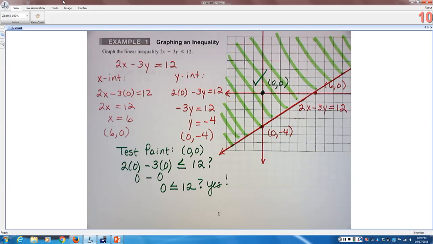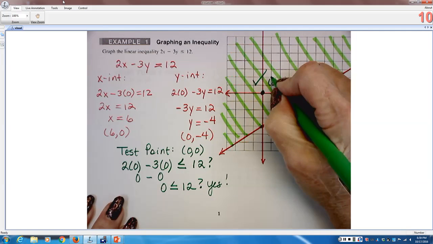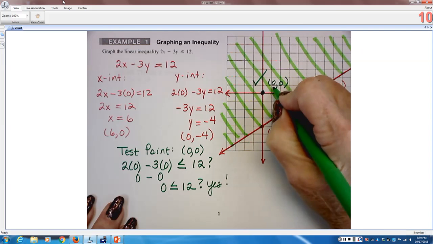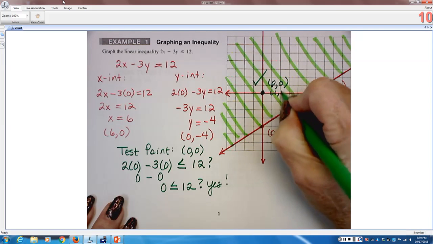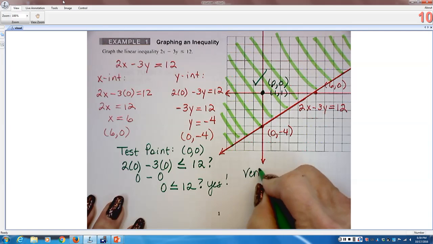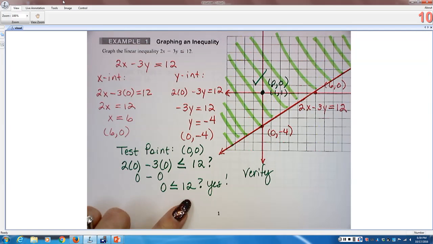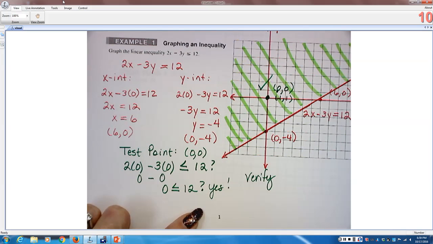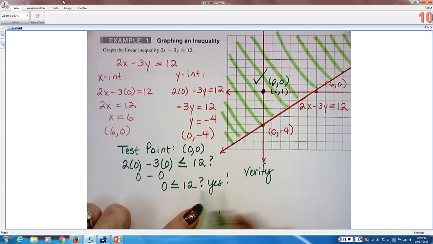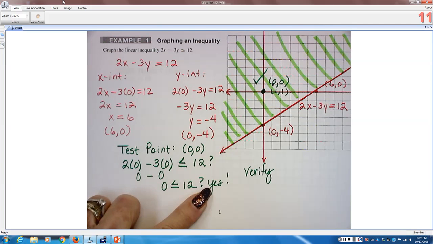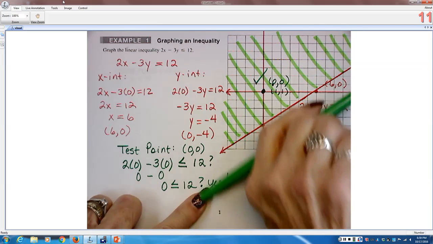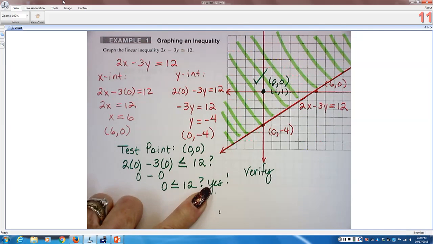And if you want to verify that, you can pick any other point that you want to. I'm going to be lazy. I'm going to pick the point (1, 1) right here. From the point that you tested, if that point does not work, then we would have shaded the other way. It's a yes or no question. If your test point worked, go from the line toward that point. If the test point did not work and your answer is no, then don't go toward that point, go to the other side of the line.